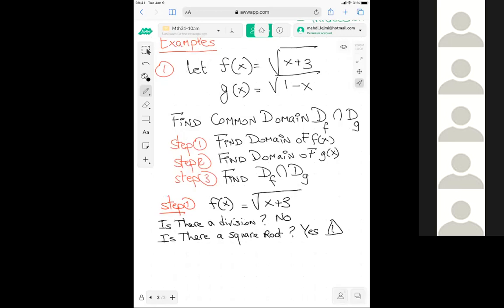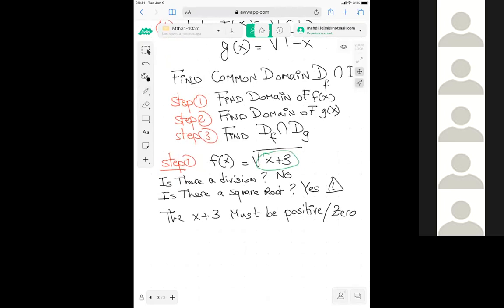So this expression here under the square root, the x plus 3, cannot be negative. So it must be positive or zero, which means it's larger or equal to zero. So my x plus 3 is larger or equal to zero. Of course, now we solve for x. You subtract 3 from both sides, so it's x larger or equal to negative 3.